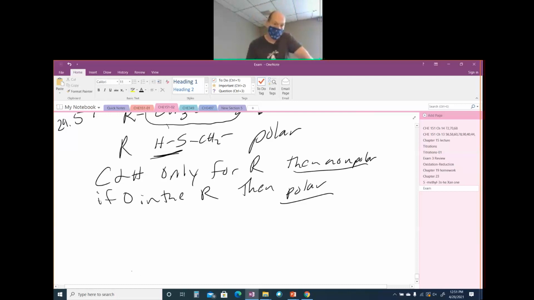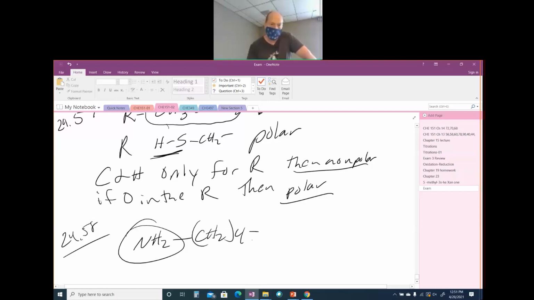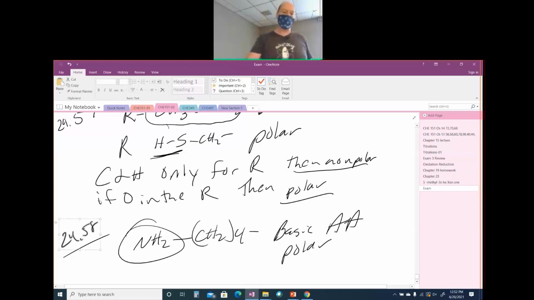All right, that then gives us the next problem, which was 58. The R group here has an amine. The amine group means it's going to be basic. So this is actually a basic amino acid, and of course that's polar. If you are acidic or basic, you are definitely polar.